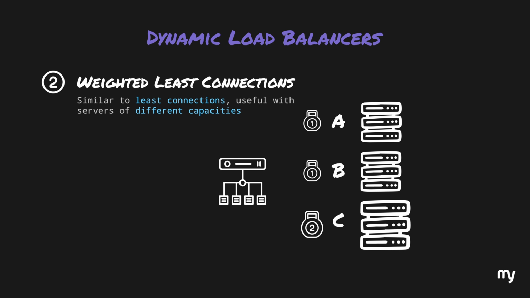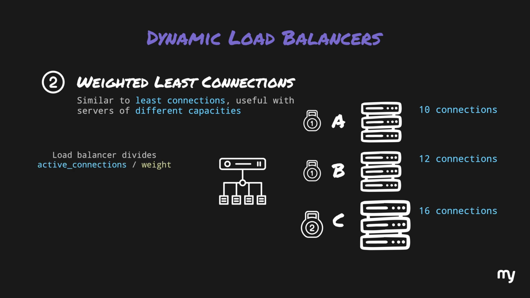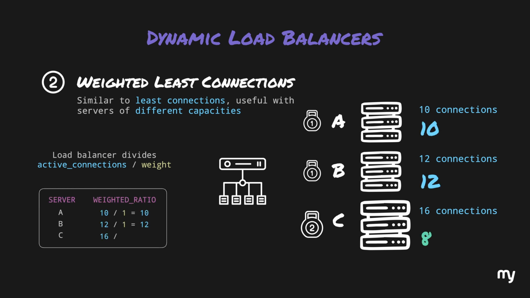Now, let's say that server A has 10 active connections, server B has 12, and server C has 16. In this case, the load balancer divides the active connections by the server weight. So the weighted ratio of each server becomes 10, 12, and 8.